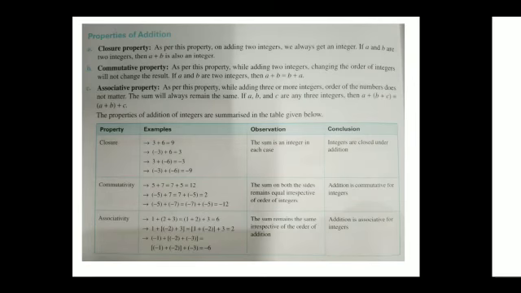The properties of addition. Closure property: as per this property, on adding 2 integers, we always get an integer. If a and b are 2 integers, then a plus b is also an integer. Commutative property: while adding 2 integers, changing their order will not change the result. a plus b is equal to b plus a. Associative property: while adding 3 or more integers, the grouping of the numbers does not matter, the sum will always remain the same. a plus (b plus c) is equal to (a plus b) plus c. All right.